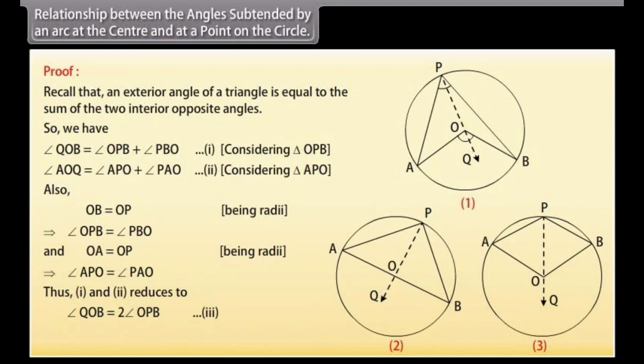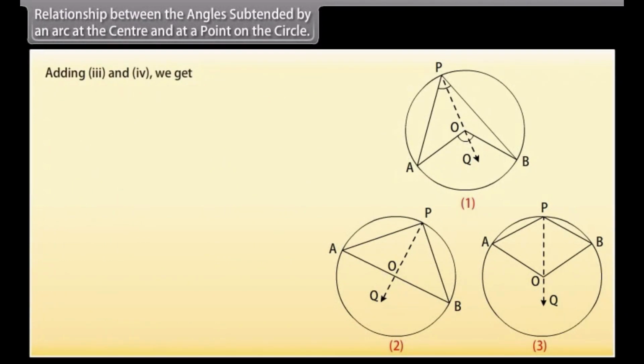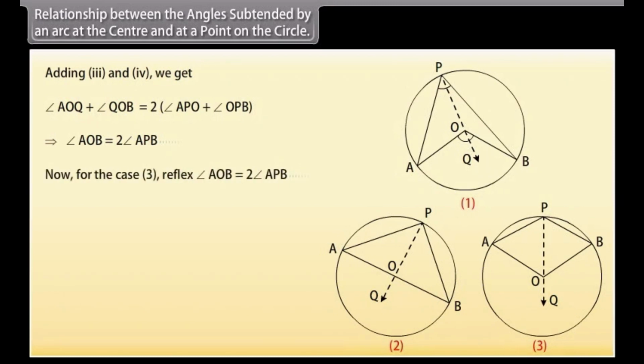OPB, 3. Angle AOQ is equal to 2 angle APO, 4. Adding 3 and 4, we get angle AOQ plus angle QOB is equal to 2 into angle APO plus angle OPB. Similarly, angle AOB is equal to 2 angle APB. Now for case 3, reflex angle AOB is equal to 2 APB, hence proved.